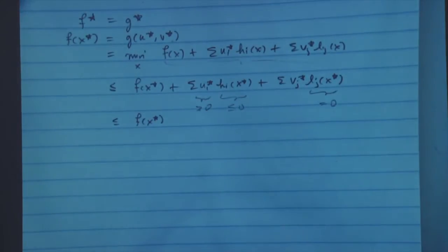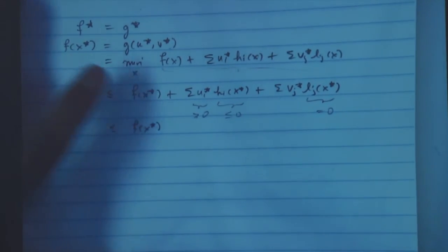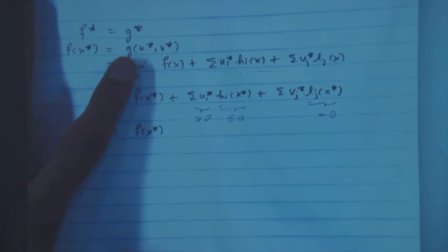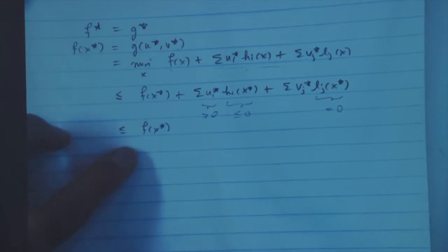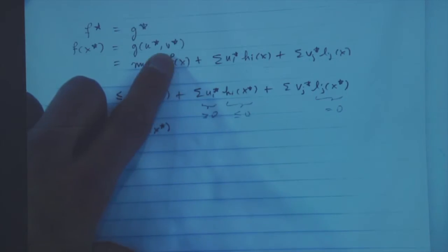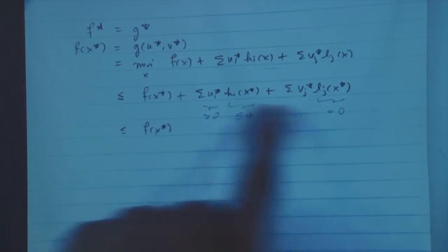Okay, so what have we argued? Let's just look back at it. We've argued that f of x star is equal to the dual optimal value, g of u star, v star, but in turn we can bound that by f of x star, just by definition of the Lagrange dual function, and then a simple bound that said that the minimum over all x has to be at most the value of the function when I plug in x star.